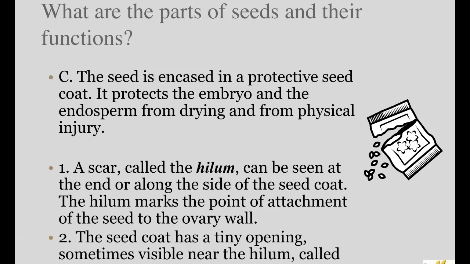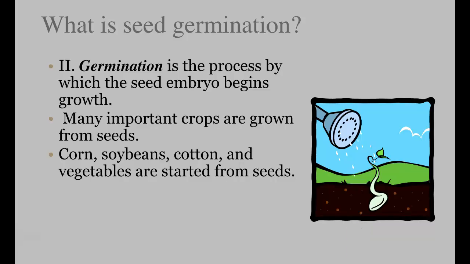The seed coat has a tiny opening, sometimes visible near the hilum, called the micropyle. So sometimes it almost looks like a seam on the seed, is what it's getting at.